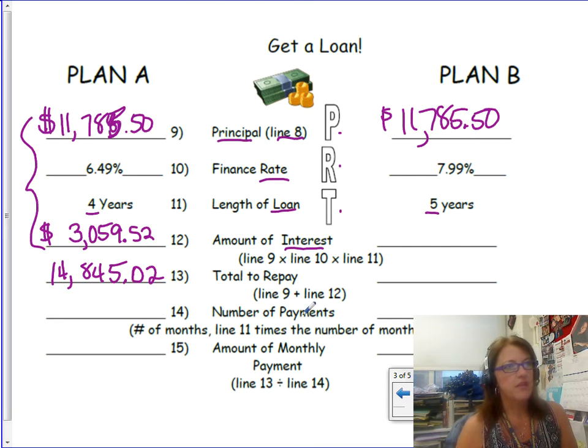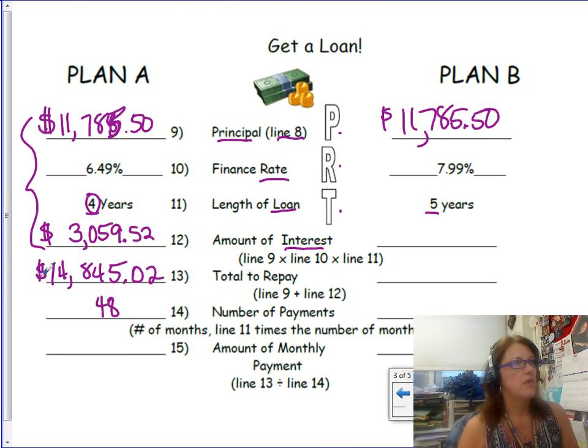Now I have to figure out how many payments I've got. Everybody's going to have the same number here because typically you pay once a month over the life of the loan. And so for 4 years, okay, times 12 months, this one is going to be 48 payments. Everybody write 48 on this line, okay? Figure out now how much your monthly payment's going to be.